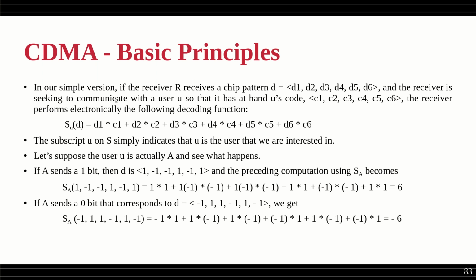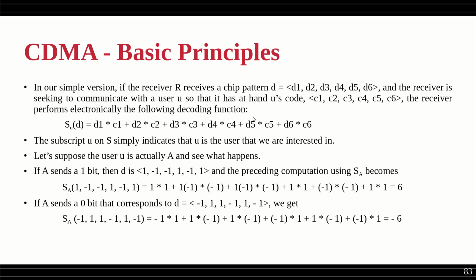In our simple version, the receiver R receives a chip pattern. This is the pattern being received by the receiver, D1, D2, and so on, 6 bits, which we now call 6 chips per bit, whatever it is. This is being received by the receiver, which seeks to communicate with a particular user U. This is a general representation of the decoding process, and let the user use code C. Like A, B, C, we have already seen 3 different codes. Suppose, in general, this is a code used by a particular user U.